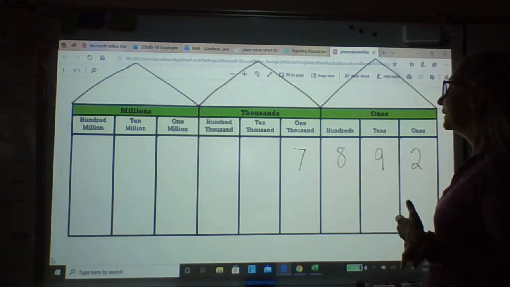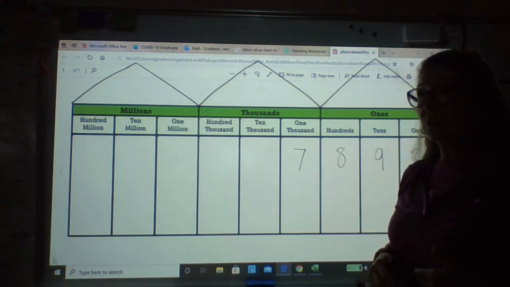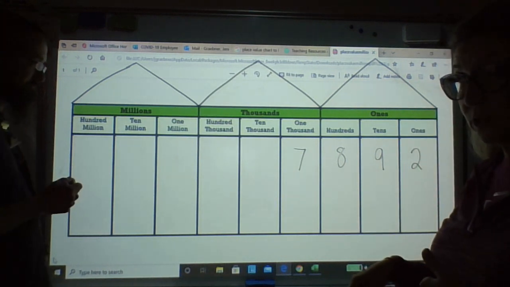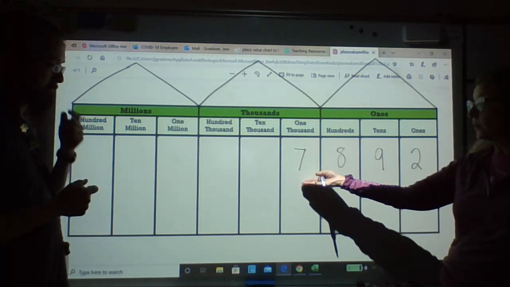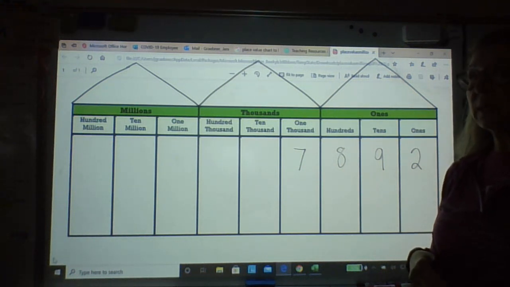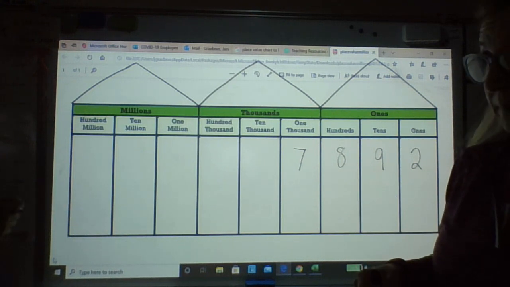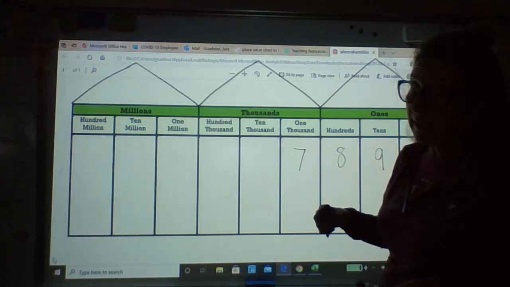Okay? Now, we can also use the place value chart to show the standard form, which is just number form, like this. Or we could use it to help us write our numbers in expanded form. Okay, so I'm going to try that now.